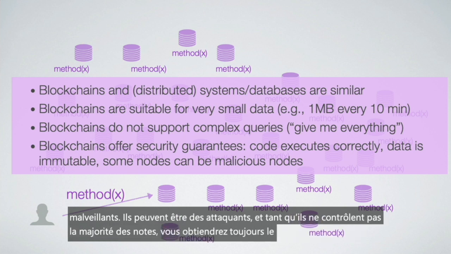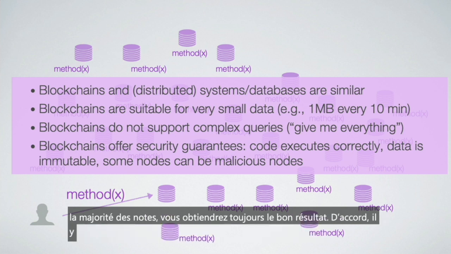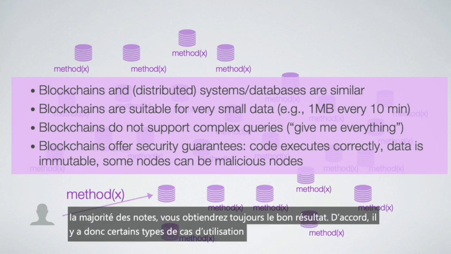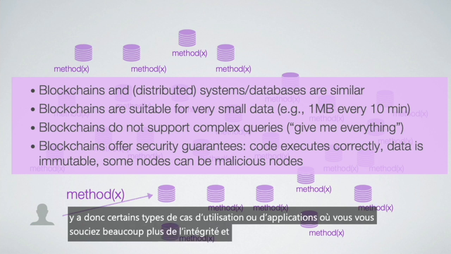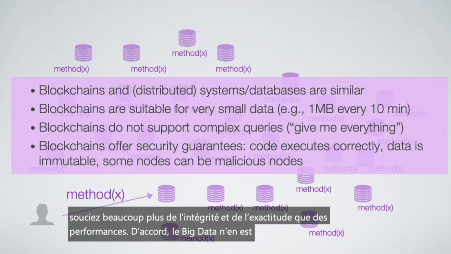So there's certain types of use cases or applications where you care a lot more about integrity and correctness than you care about performance, okay? So big data is not one of them, but things like finance, right?